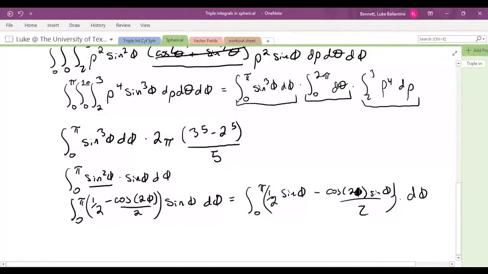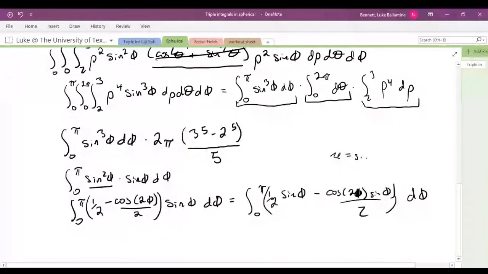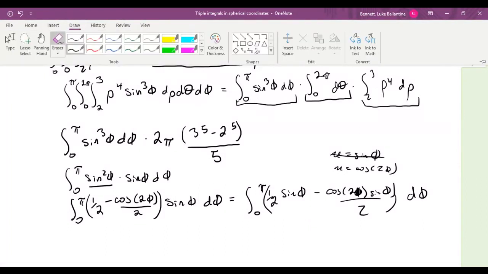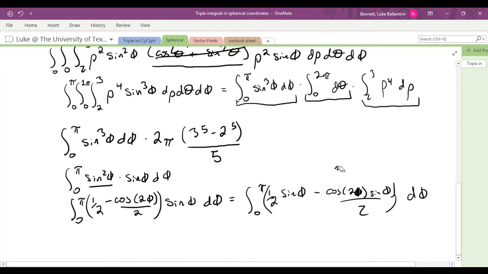Then it gets to the point where our arguments are different. So I couldn't do a u substitution if I picked u to be sine, because my du wouldn't match up to cosine. And if we chose u to be cosine 2 phi, then my du would be sine 2 theta, which we don't have. So this is actually not the proper way, unfortunately. But good try.